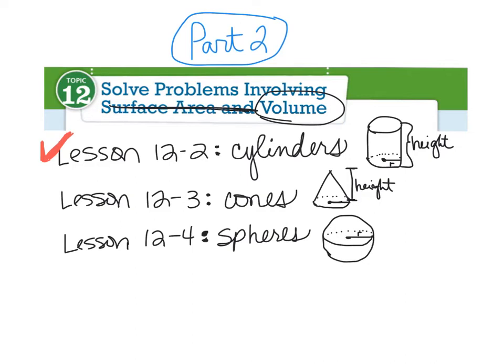Topic 12, Solve Problems Involving Volume, Part 2. In Part 1 of this lesson, you learned about cylinders. In Part 2, you're going to learn more about cones and spheres from Lessons 12.3 and 12.4.